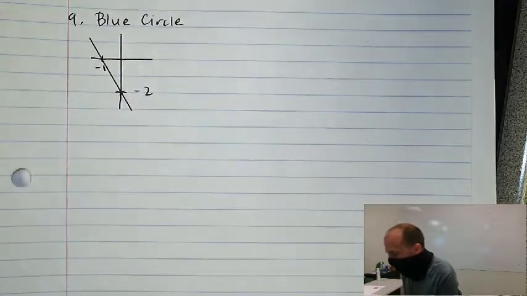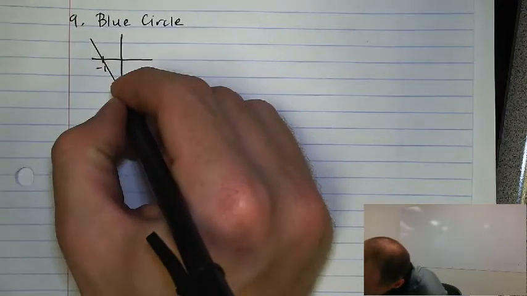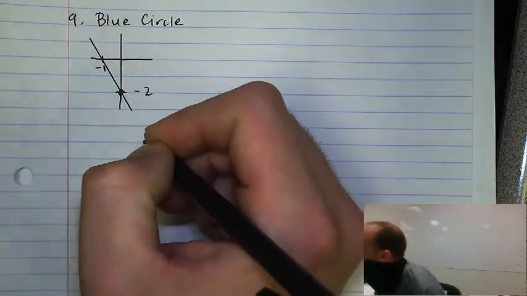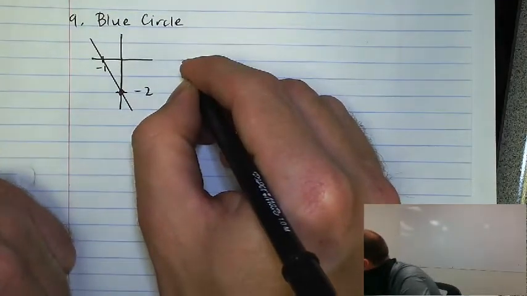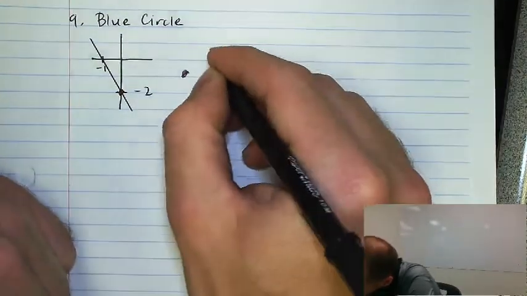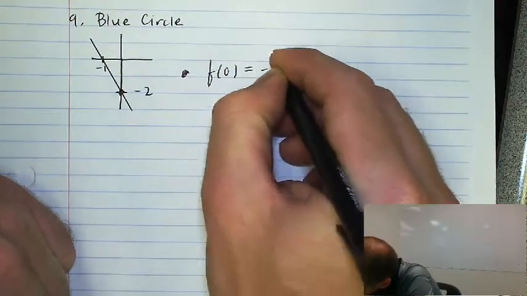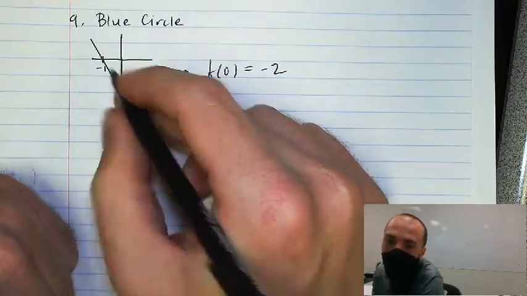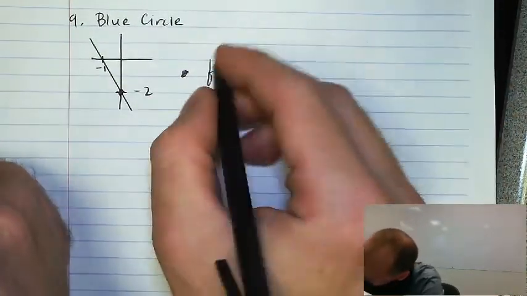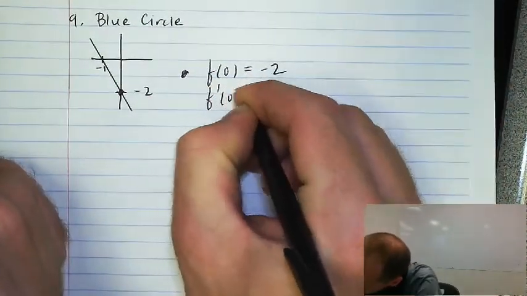But what I know for a fact is that if it's tangent at the point where x equals 0, and they told you that, that means that f of 0 equals -2. But if this line is tangent to the graph of f, then the slope of the tangent line is the value of f prime of 0.